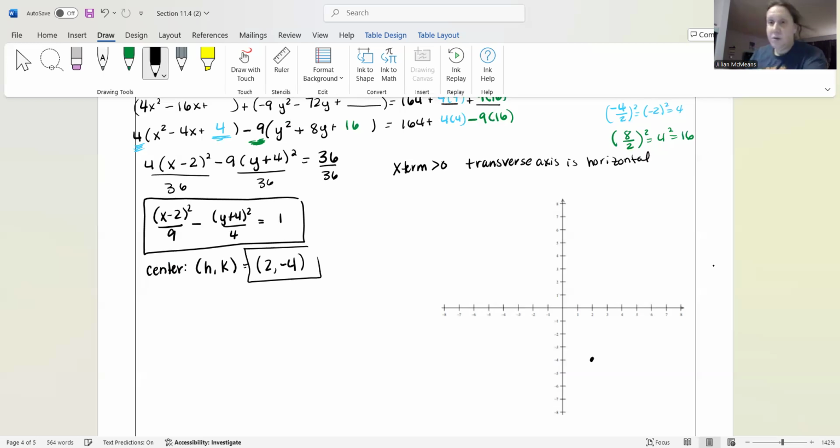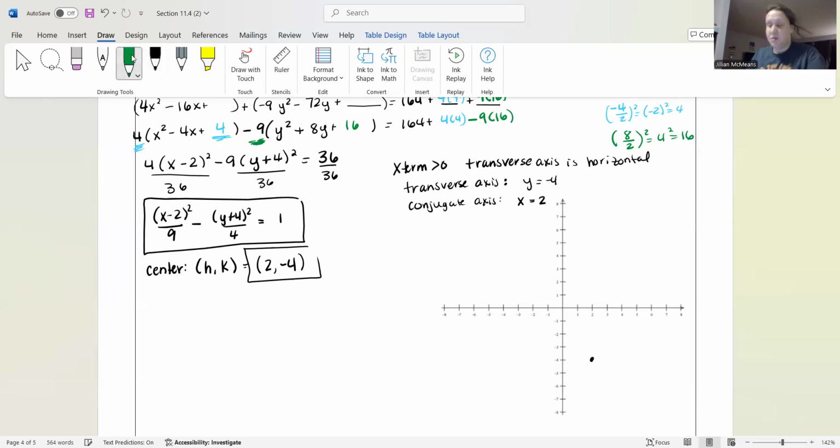Okay, and we know the transverse and the conjugate axis are going to go through the center. So the transverse axis is going to be the horizontal line through the center, so it's going to be y equals negative 4. That means the conjugate axis runs perpendicular to that, so it's going to be vertical, through x equals 2.